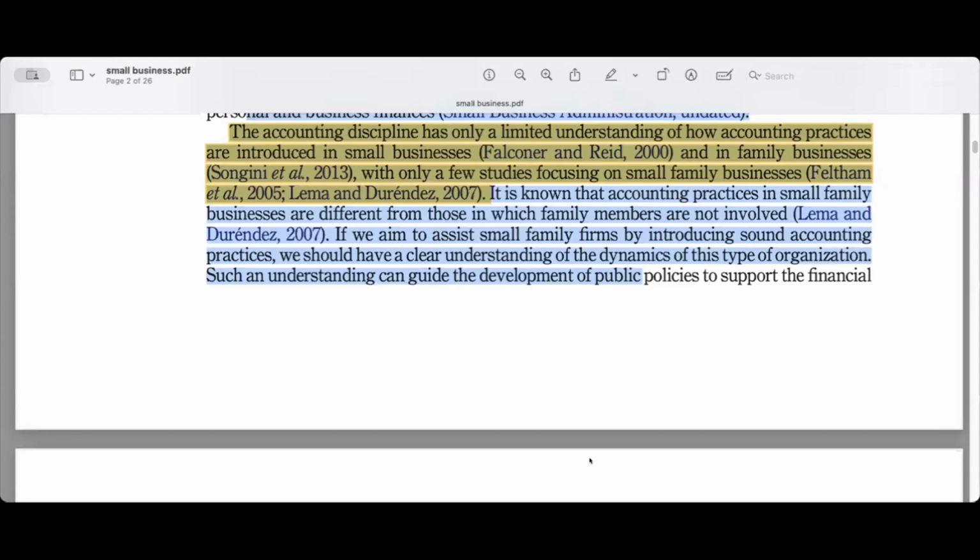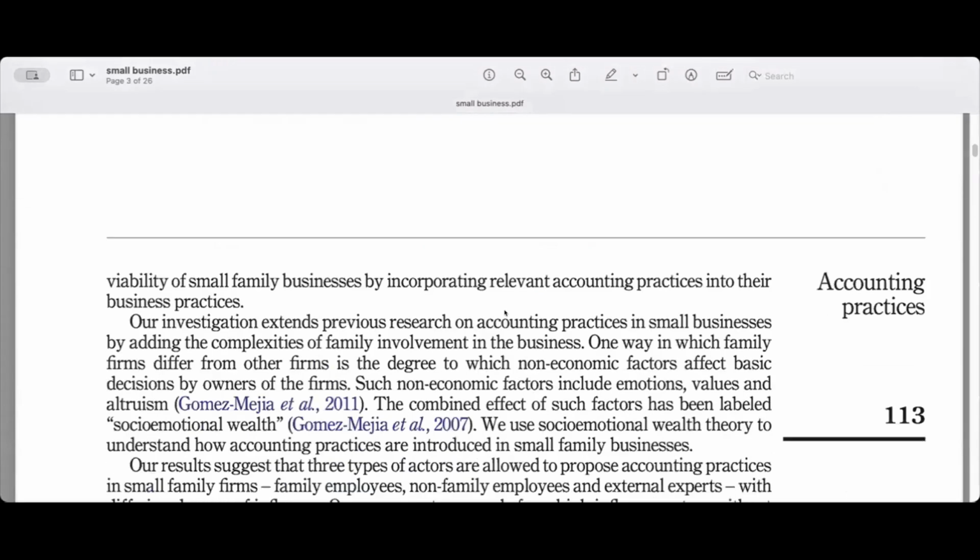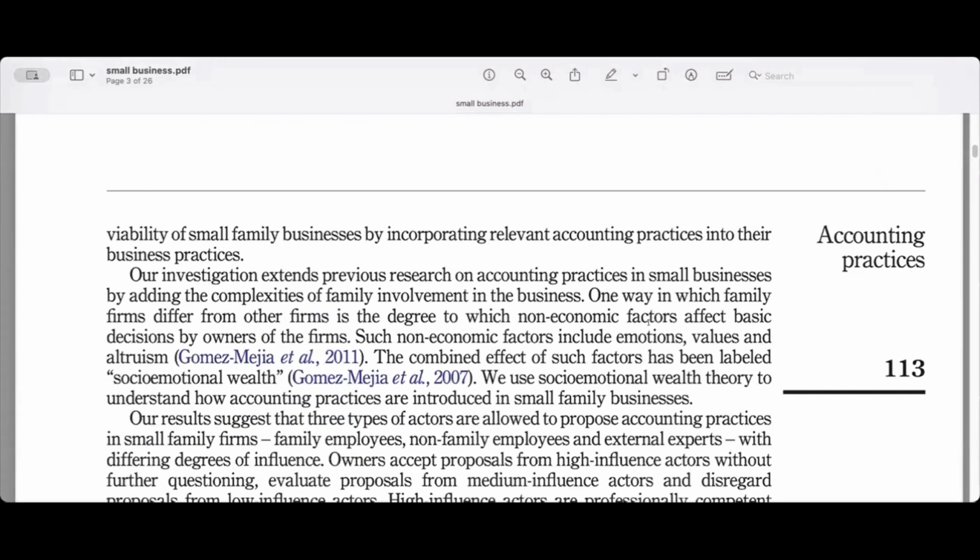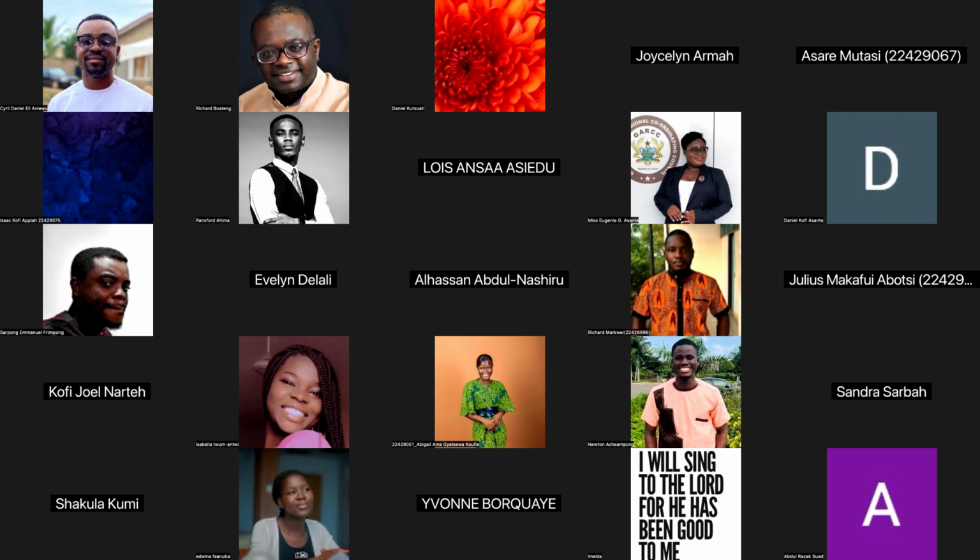Okay. So the last part then says that linking the accounting practice in small businesses will matter. And what can we study? We can study the non-economic factors that affect the decisions of owners of firms in small businesses. So I'm showing you why we do a literature review and how we arrive there.